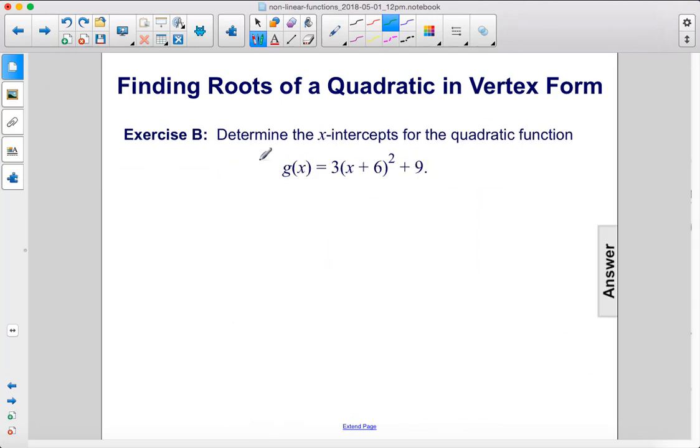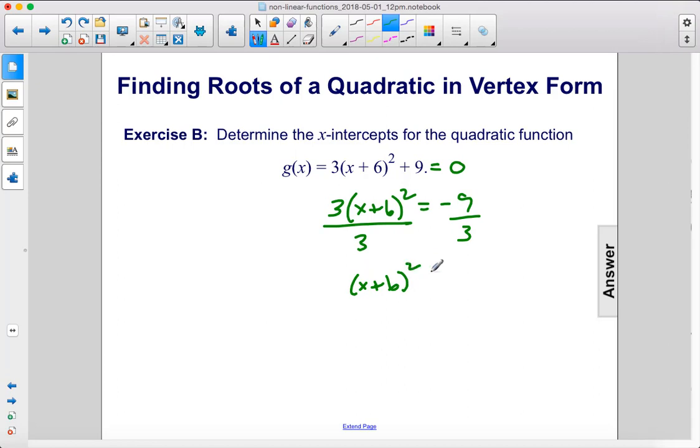Exercise B. Determine the x-intercepts for the quadratic function. g of x equals 3 times (x plus 6) squared plus 9. So all we do is set this quadratic equation equal to 0. That gives us 3 times (x plus 6) squared equals negative 9. Divide both sides by 3, and we have a negative number over here. So if we try to take the square root of both sides, we can't, because you can't take the square root of a negative number. Therefore, there are no zeros.